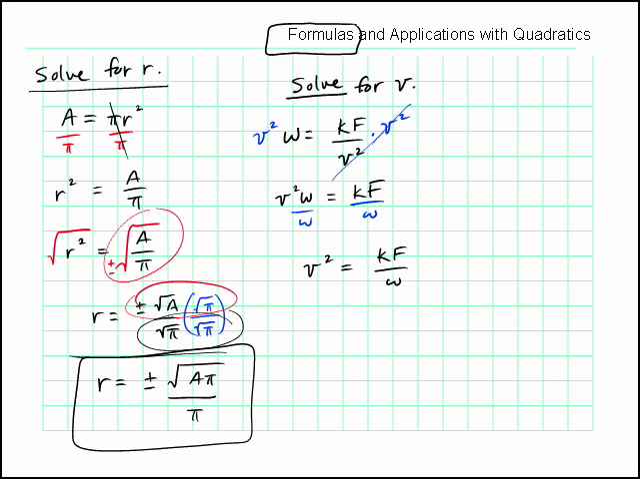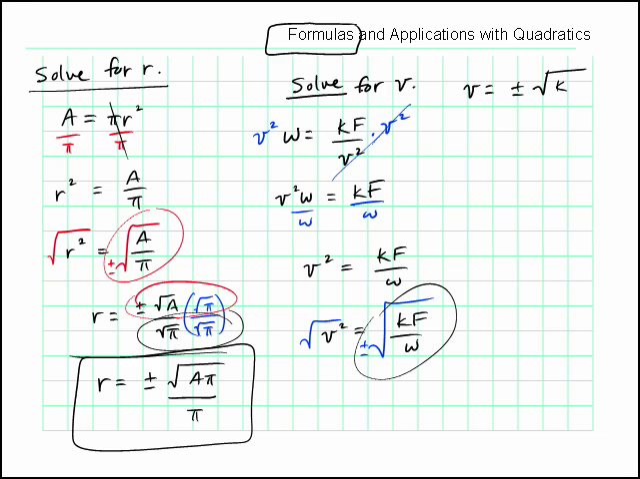Okay, now to get rid of the square on the v, I'm going to have to take the square root of both sides. Let's rewrite this here. Taking the square root of both sides, don't forget the plus or minus sign here. And we end up with v equals plus or minus. Now once again, just like the last problem, I'm going to split that into two radicals so that I can rationalize the denominator. So that's square root kf over square root w.